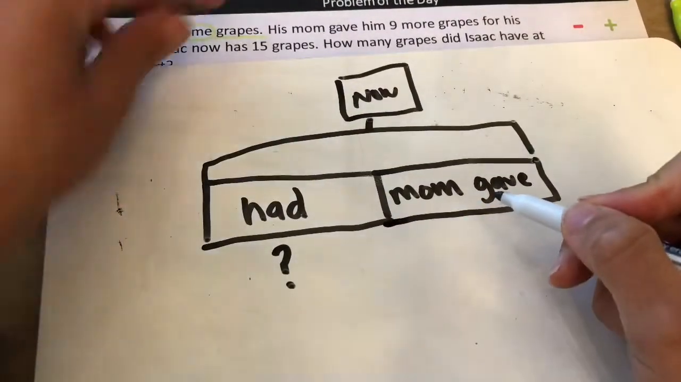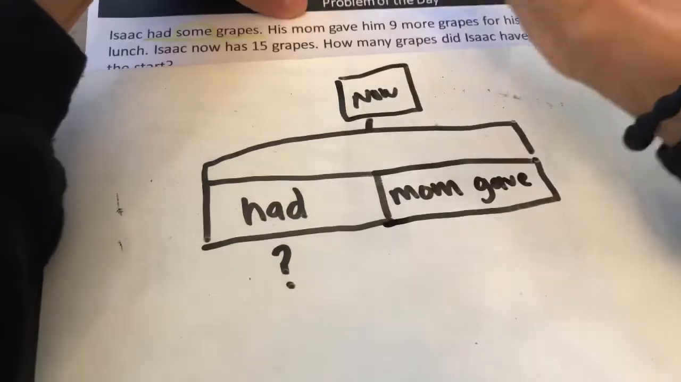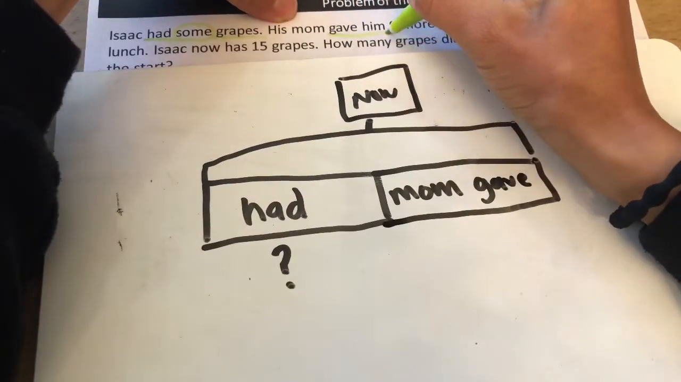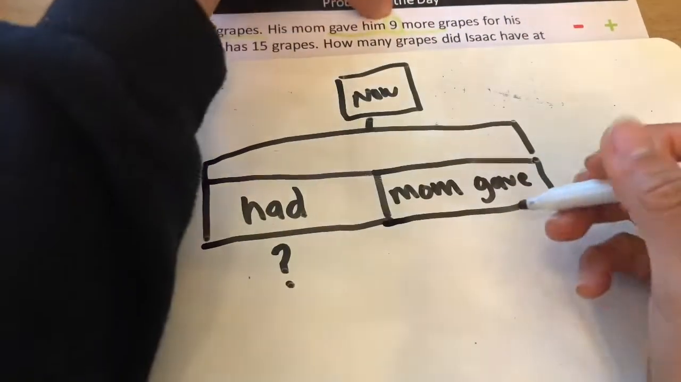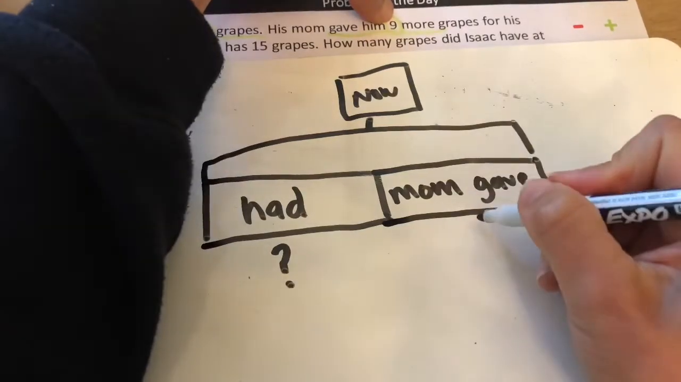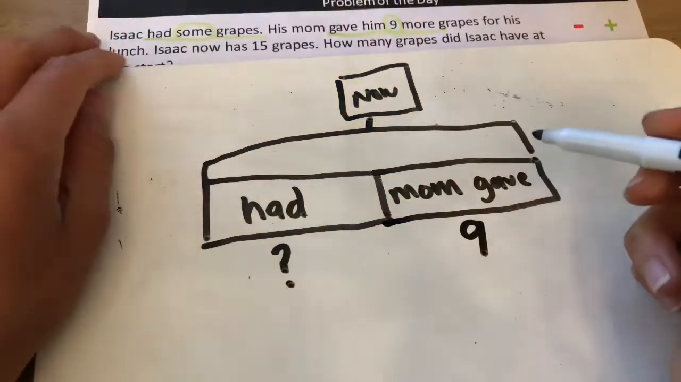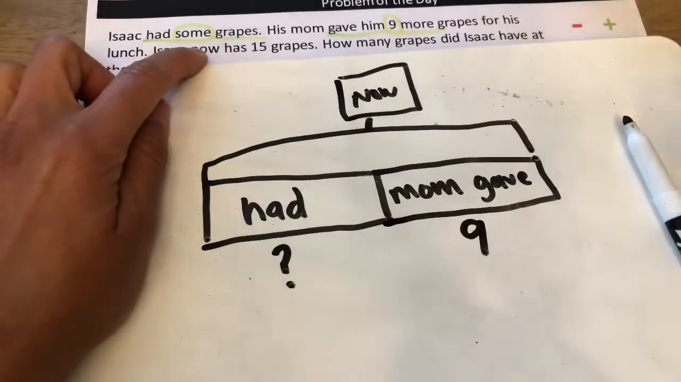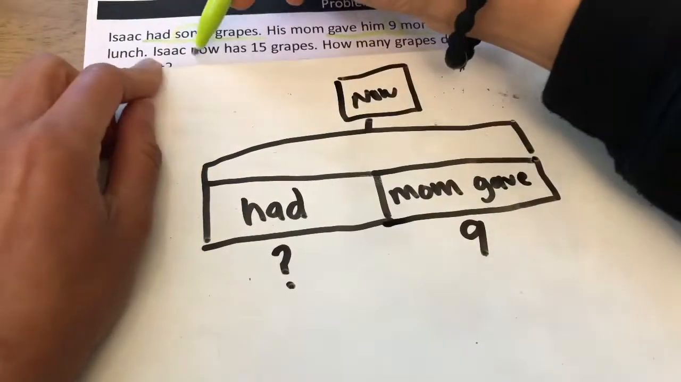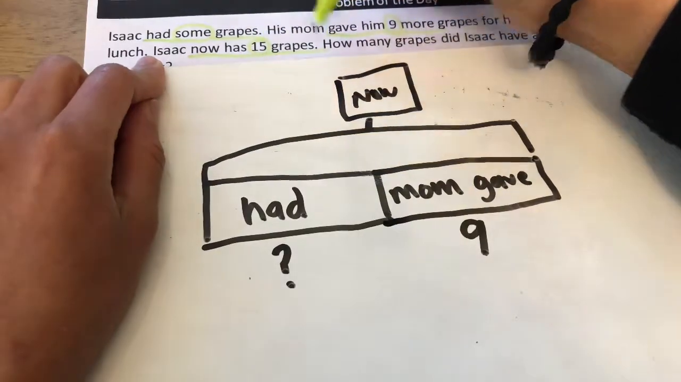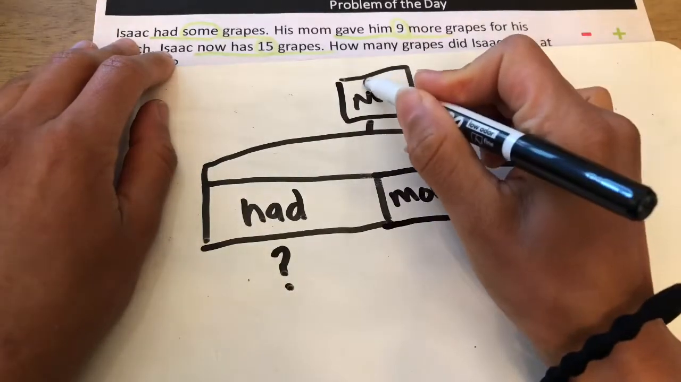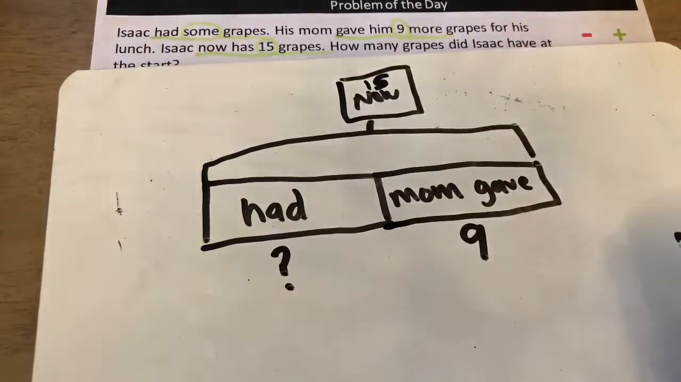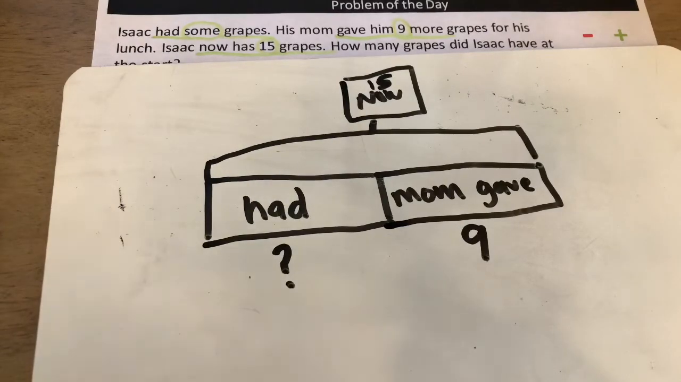And do we know how many grapes his mom gave him? Let's find out. Mom gave him 9 more grapes, right? So is that a number value right there? Yep, 9. Mom gave him 9. Isaac now has, do we know how many he has now? Well, let's find out. Isaac now has 15 grapes. Is that a number value? Absolutely. So now he has 15.